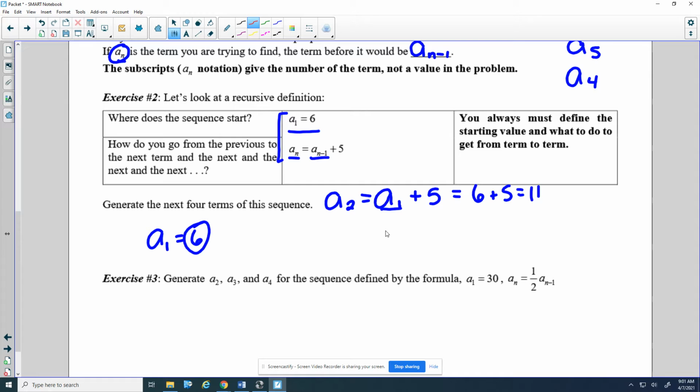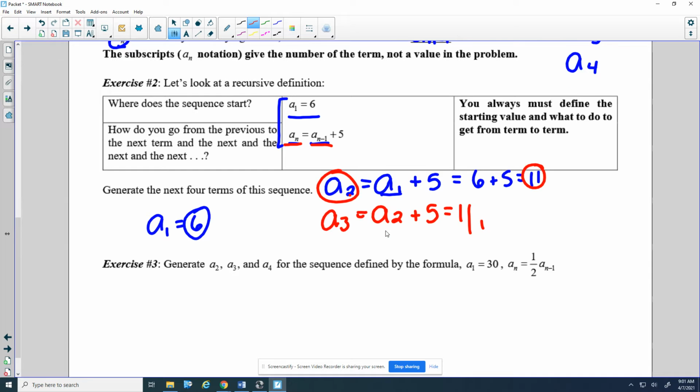So the next one we have to find is a sub 3. If I want to find a sub 3, I take the one before it, which is a sub 2, and I add 5. So the one before it, a sub 2, is 11. I'm plugging that in: 11 plus 5, and that gives me 16.